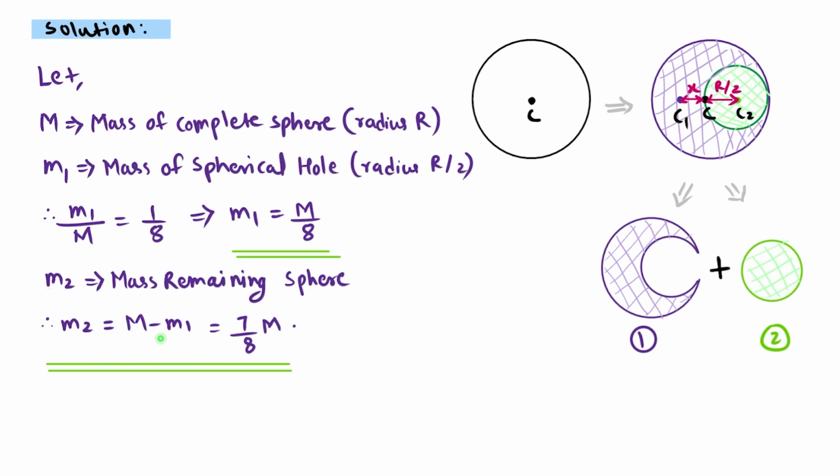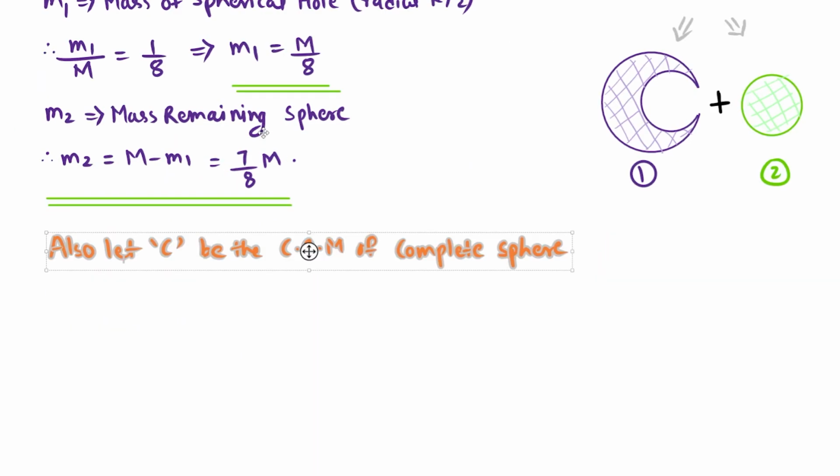All we have to do is subtract the mass of the hole from the original, and we get the mass of the remaining sphere as 7 by 8 times capital M, which is the mass of the complete sphere. Now, what is the data that is remaining?